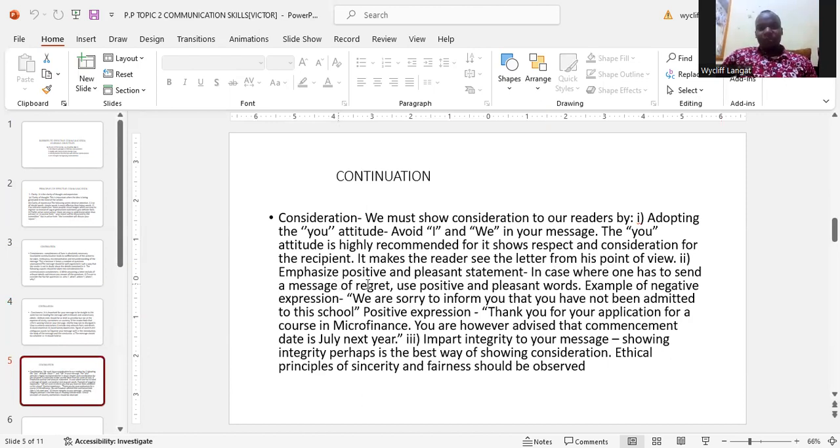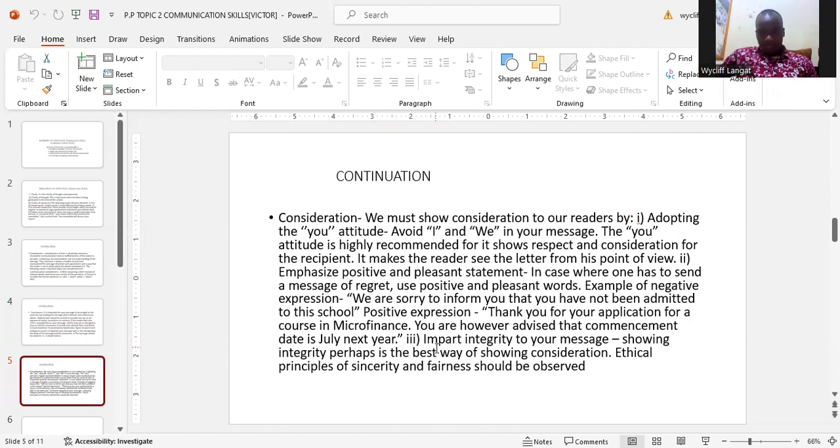Number two, emphasize positive and pleasant statements. In a case where one has to send a message of regret, use positive and pleasant words. Example of negative expression: we are sorry to inform you that you have not been admitted to this school. Positive expression: thank you for your application for a course of microfinance. You are, however, advised that the commencement date is July next year.